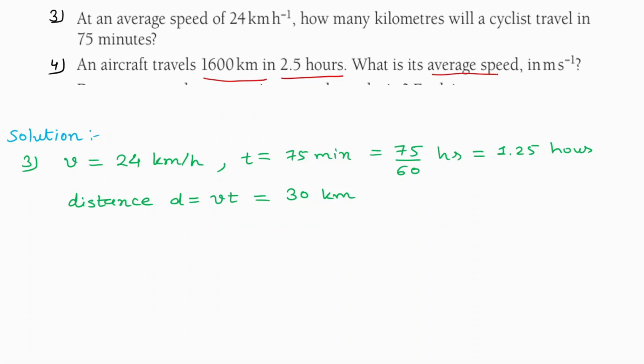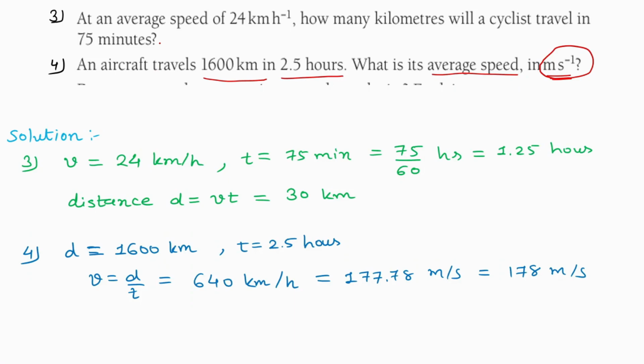Now, question number four says an aircraft travels 1600 kilometer in 2.5 hours. What is its average speed in meter per second? Here, read the question carefully. So for the solution, we have d. They give us 1600 kilometer and the time taken is 2.5 hours.